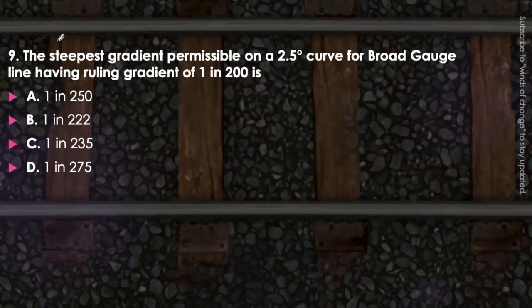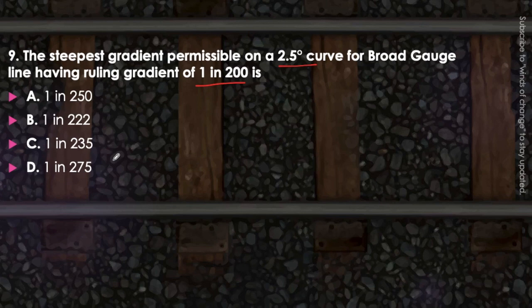Next question. The steepest gradient permissible on a 2.5 degree curve for a broad gauge line having a ruling gradient of 1 in 200 is. We know about the ruling gradient in this question. We know about the degree of curve. So we have to find out the steepest gradient that will be permissible. The options are 1 in 250, 1 in 222, 1 in 235 or 1 in 275. So what will be the answer? Think about it.